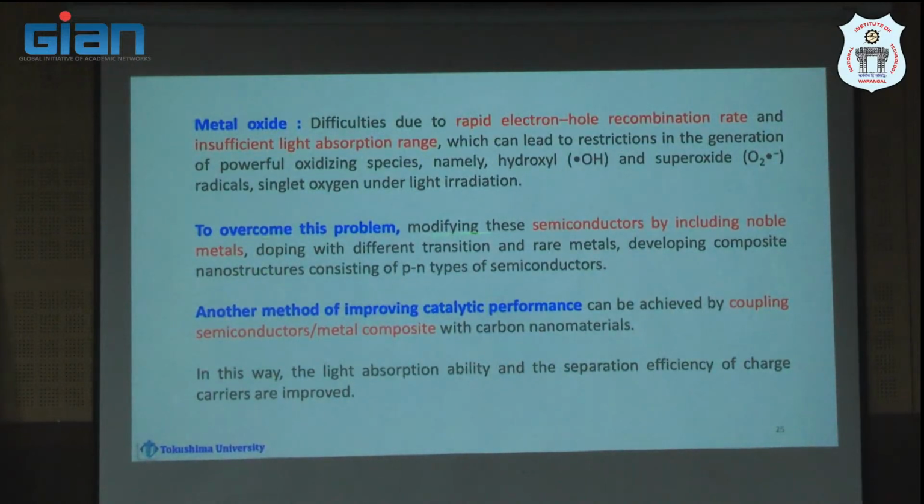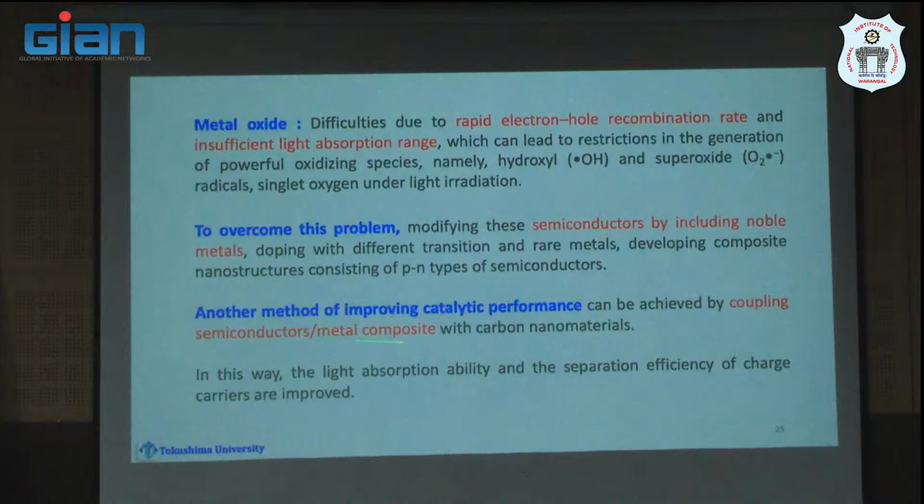To overcome this problem, as I explained in the last slide, metal can be added to reduce this electron hole recombination, or certain kind of doping with rare metal or iron metal can be added, and then you can create the nanostructure which consists of P-N type of semiconductor. So what basically you did to overcome this problem, you add metal, but still the efficiency is not up to the mark. We still want to improve.